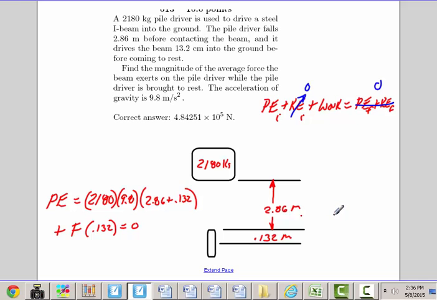So you've got this much potential energy and you've got work. The only work you have is the magnitude of the force the beam exerts on the pile driver. So you just use the force. Yes, so you're supposed to get a big force. Yeah, you'll get a big one. We good with that?